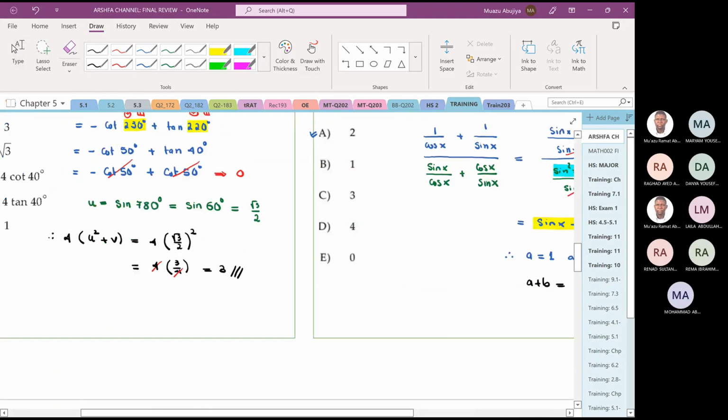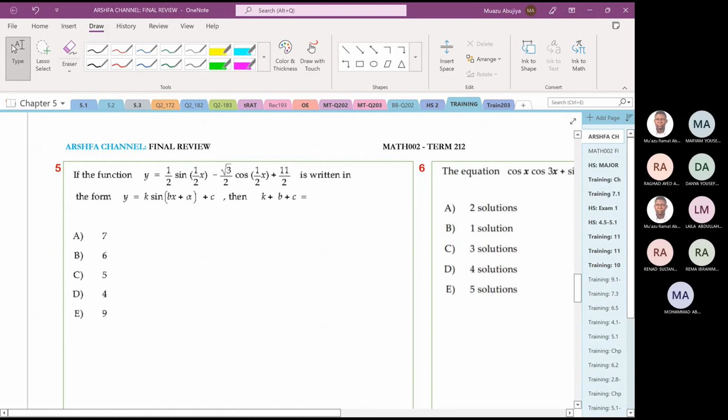All right. So here we continue with exercise 5. What does the question say? It says we are given the function, written in this form, then what is going to be k, b, and c? Now, this is the reduction identity. By reduction identity, we need to be able to write in this form. But when we write in this form, we need to know what k is. So what form is that? Let me write it directly in reduction identity.